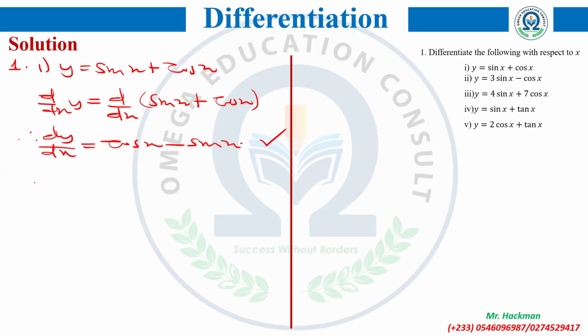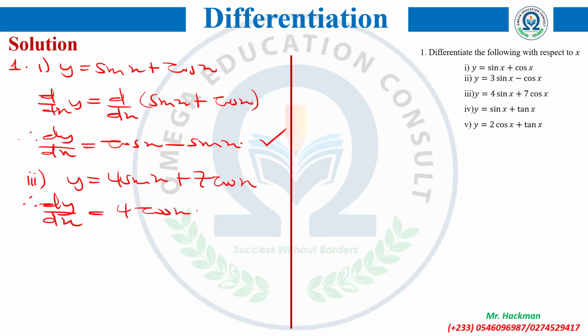So maybe one example will not be enough. Let me do the third one. What are we given? y is equal to 4 sine x plus 7 cos x. So dy/dx will be equal to, I'll differentiate term-wise. I'm going to get 4, I differentiate sine, and that gives me cos x. Then plus 7, I differentiate cos, and that gives me minus sine x. So in effect, I'm going to get 4 cos x minus 7 sine x. All correct.